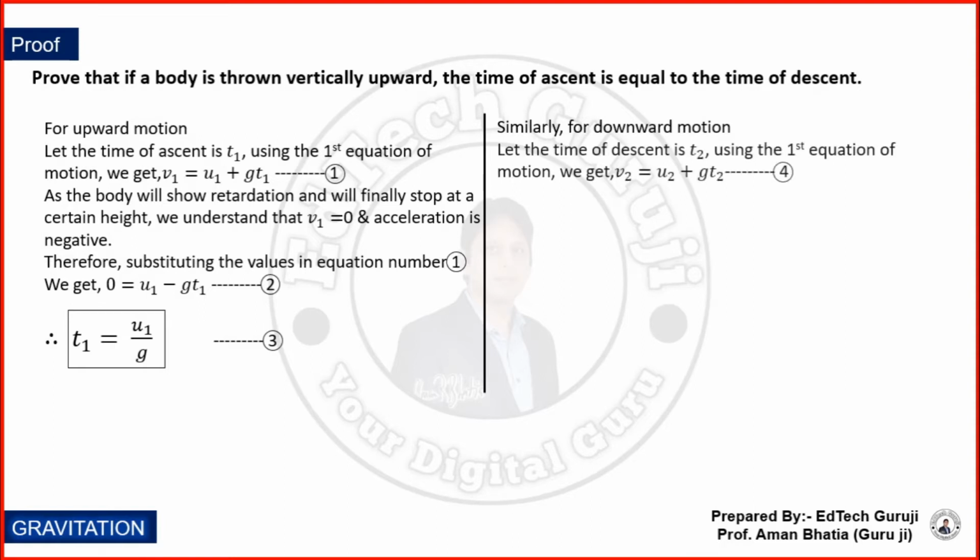So for the downward motion, let the time of descent be t2. Using the first equation of motion, we get v2 = u2 + gt2. v2 is the final velocity of descent, and u2 is the initial velocity when it starts coming down.